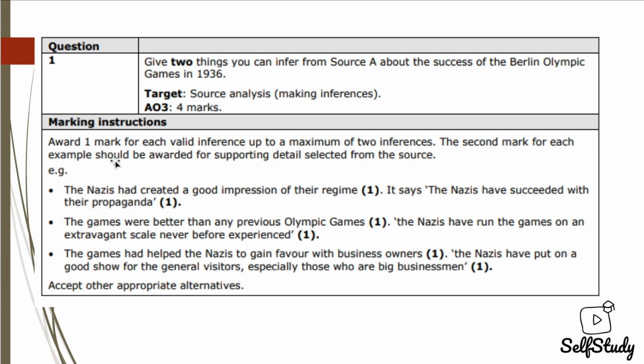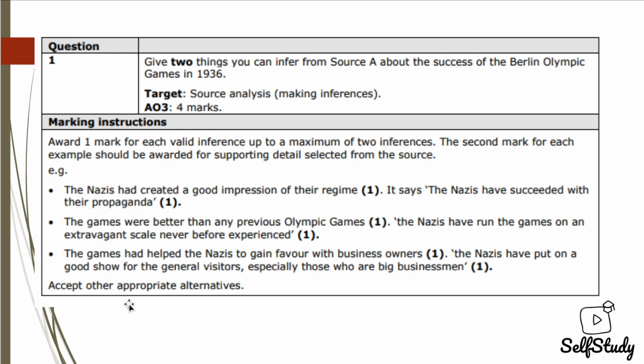Okay, so it says award 1 mark for each valid inference up to a maximum of 2 inferences. The second mark for each example should be awarded for supporting details selected from the source. Remember, it is supporting details, so it does need to make sense. If it doesn't, then you will not get that mark. So the examples: the Nazis have created a good impression of the regime. That's what we said, so we'd get 1 mark there. And then it says the Nazis have succeeded with their propaganda. Again, another 1 mark because the quote supports the inference.